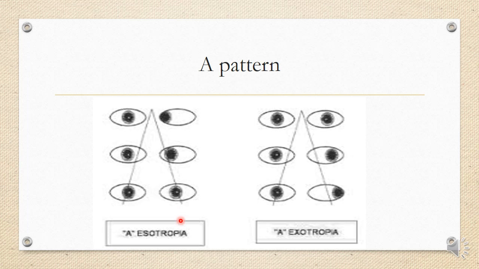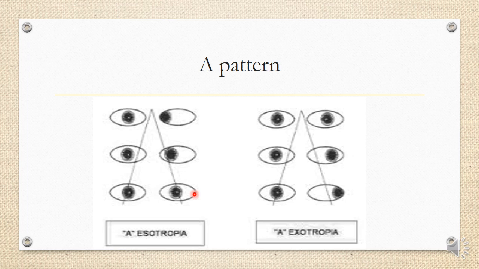A pattern means, when I say A pattern esotropia, the point of the A is upward. So the esotropia will be more in up gaze, lesser in your primary position, and in down gaze it would be almost none, or less than your primary gaze. As you go down gaze, the amount of esotropia will decrease, and as you go towards up gaze, the amount of esotropia will increase in an A pattern esotropia.